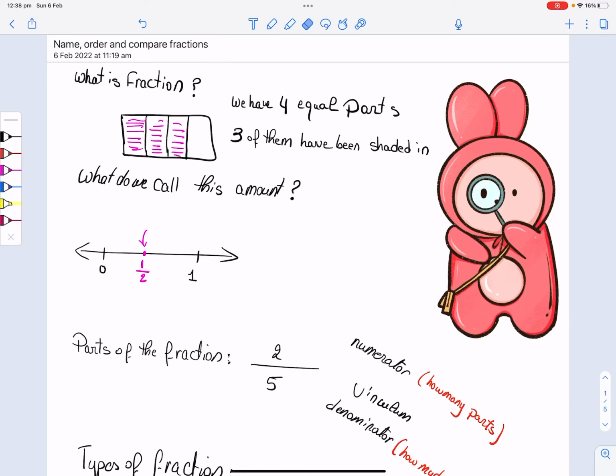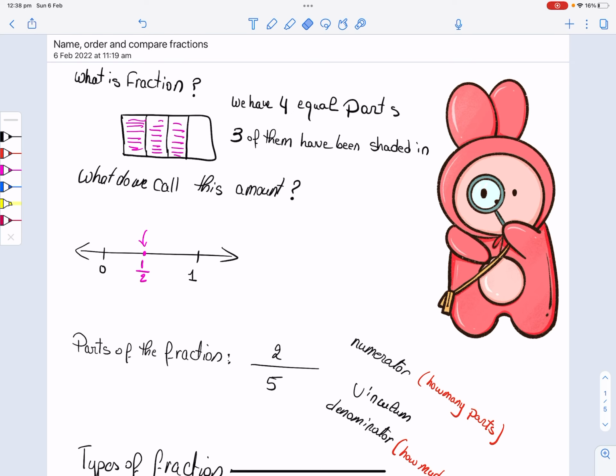In this video, we're going to talk about the fraction. It's very simple and easy. We need to talk about how we compare fractions, how we name them, and how we order them. Let's start first by what is a fraction.